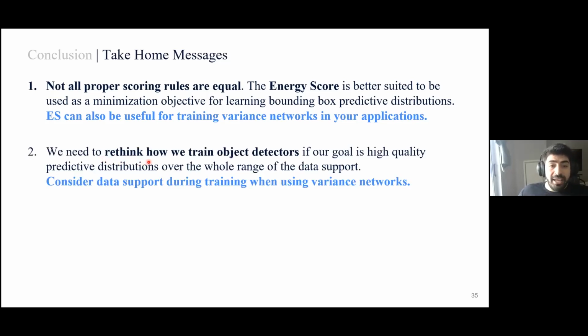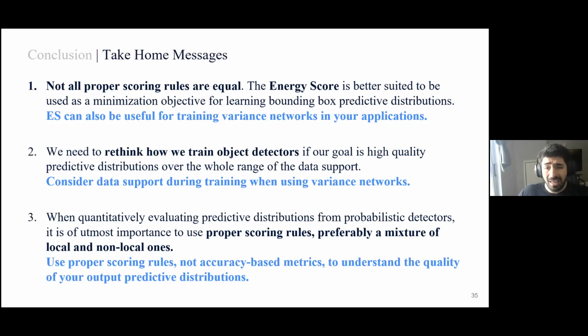We also need to rethink how we train object detectors if our goal is high quality predictive distributions over the full range of data support. And for your own application, I would recommend that you take into consideration the data support during training when using variance networks, because variance networks have a limitation and cannot produce proper outputs when they are not exposed to the data support during training.